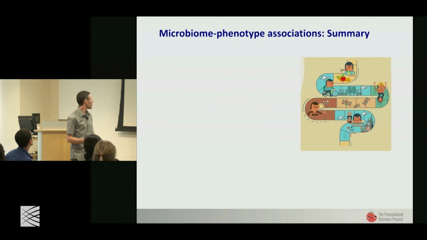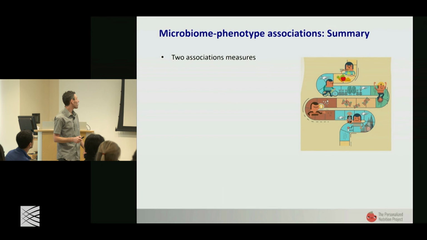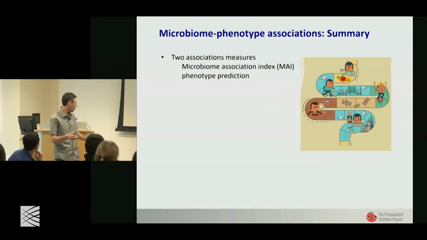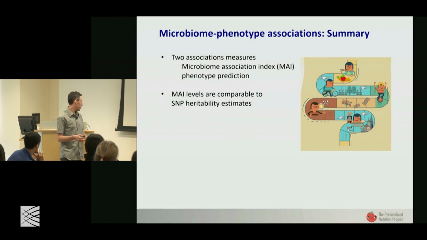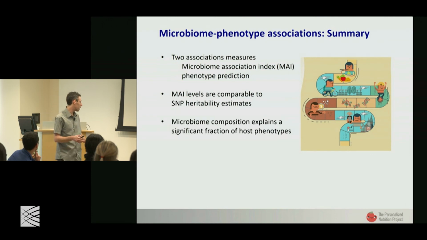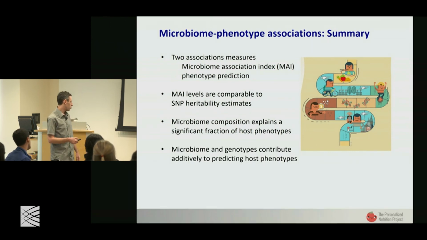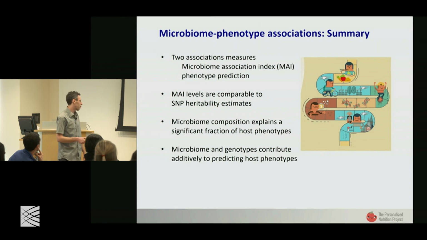And yeah, I'm wrapping up. So in this part, we proposed 2 association measures between microbiome and phenotypes, which are microbiome association index and phenotype prediction. And we showed that microbiome association index levels are comparable to SNP heritability estimates, which we think is a big deal, because this means that microbiome composition really statistically explains a very significant fraction of many host phenotypes, which we are the first to show in a principled manner. And we showed that microbiome and genotypes contribute additively to predicting host phenotypes.